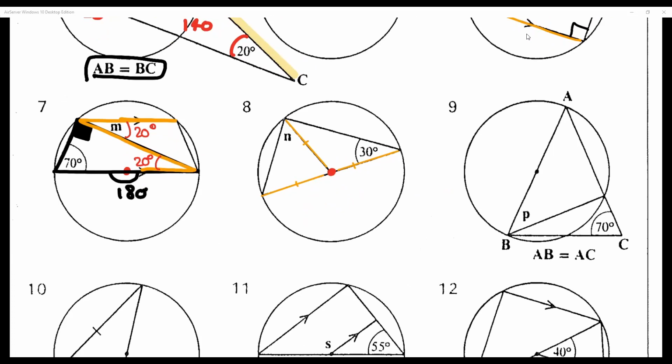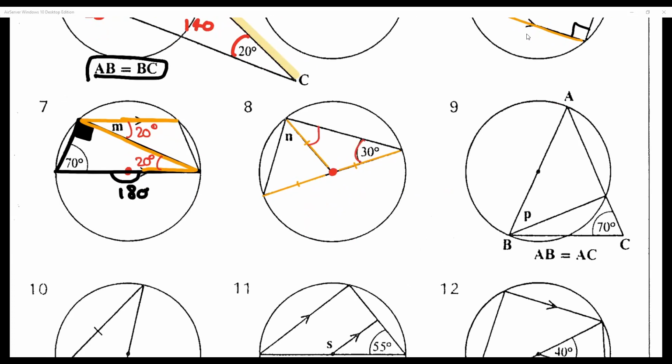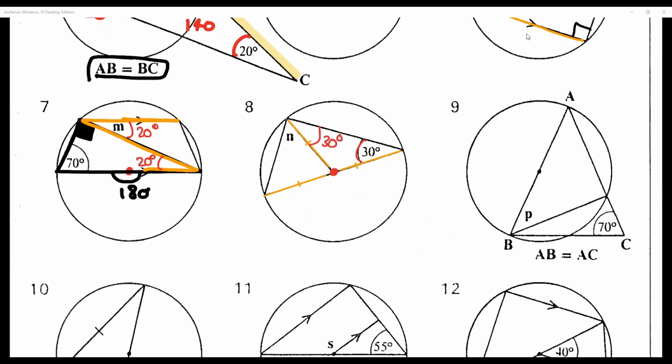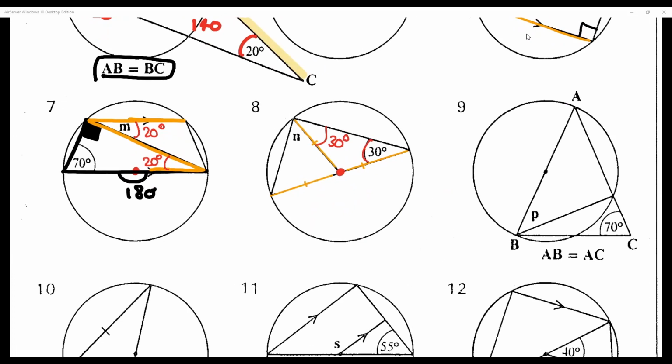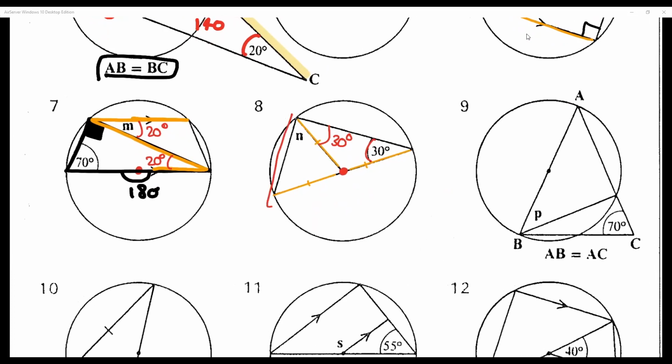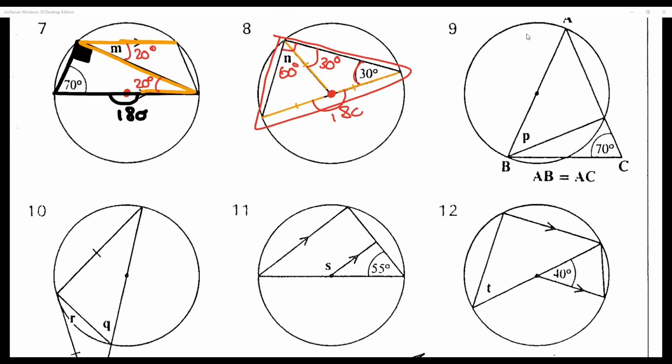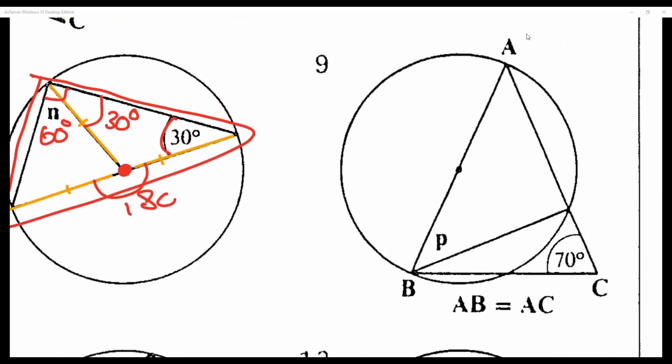So that one's 30. These two are the base angles of an isosceles triangle, so that will have to be 30. Now, this big triangle here is in a semicircle. That's 180, so together they make 90. So n will be equal to 60. Done. Question number 9. Salia.